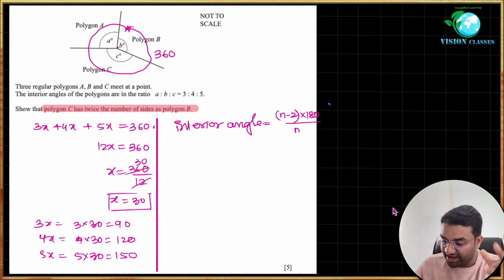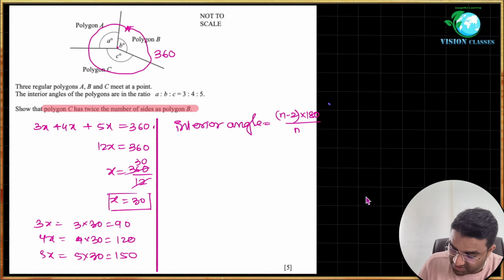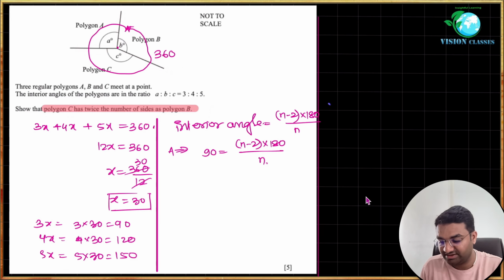Fine. So we have to calculate the number of sides of regular polygon A, the number of sides of regular polygon B, and the number of sides of regular polygon C. Fine. So here for A, we'll make the equation. Fine. For A, 90 is equal to (n minus 2) times 180 divided by n. Fine. Even we can simplify here. 90 times 1 is 90. 90 times 2 is 180.